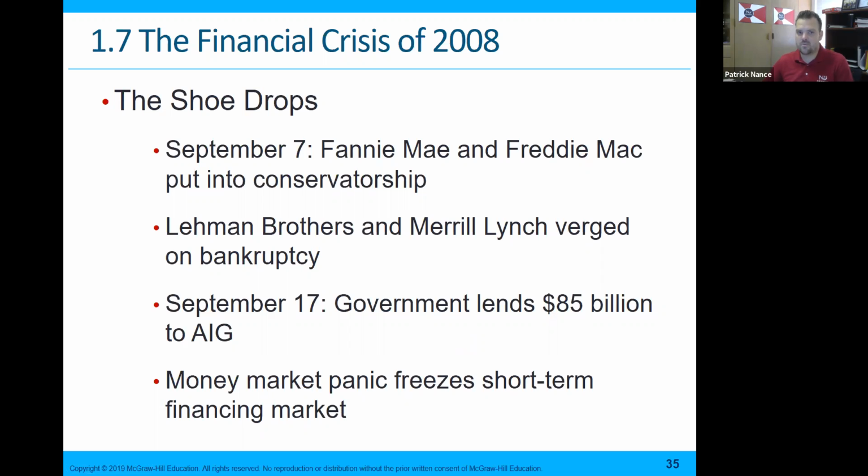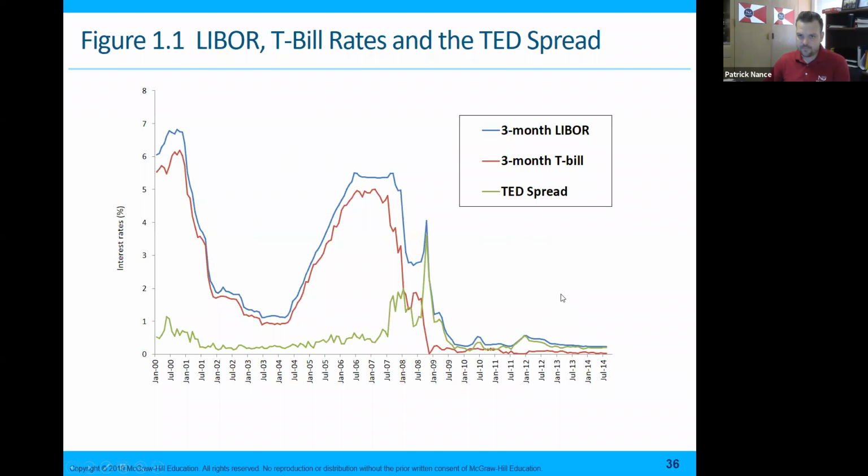When the shoe dropped, not only was the government giving out loans to companies, there were several large companies about to go bankrupt, but also it made banks say, wait a minute, we don't have any money to lend anymore. So it froze up the ability for people to get loans in the first place, which in turn freezes up the economy.